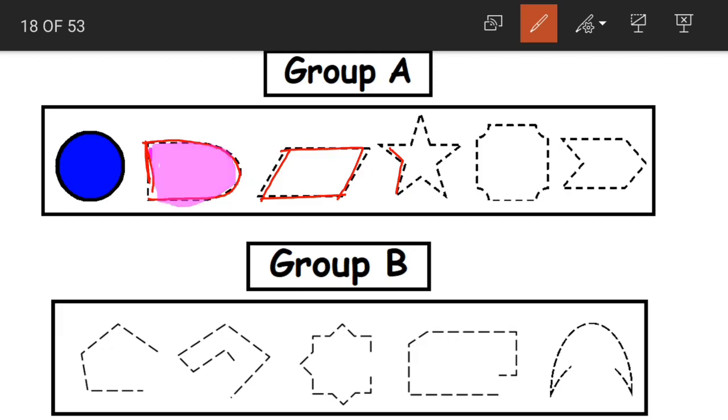See children, we are coloring the figure here. After drawing, we have to color the figure. Now what can you observe here? When you are drawing, see, I am starting from this point. Okay, remember, I am starting from this point. I am drawing this diagram here. When I am ending, again I am meeting at the starting point.